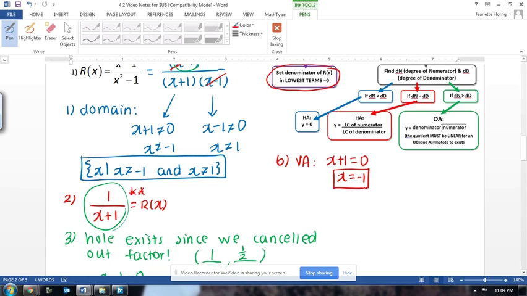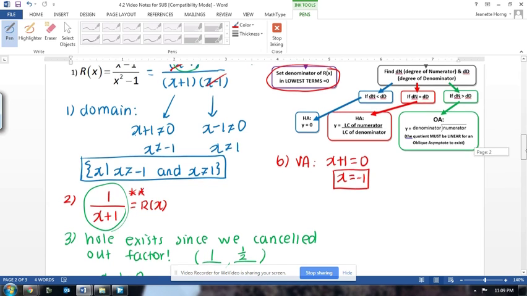It's super important you realize that there is not a vertical asymptote at x equals 1, because there is actually a hole at x equals 1. So that's why you have to use your lowest terms equation.